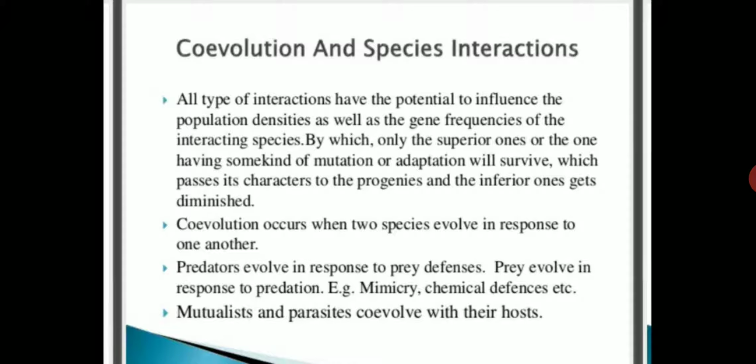But the negative effects tend to be quantitatively small. This is because continued severe depression of a prey population or host population by the predator or parasite can lead to extinction of one or both of the populations.